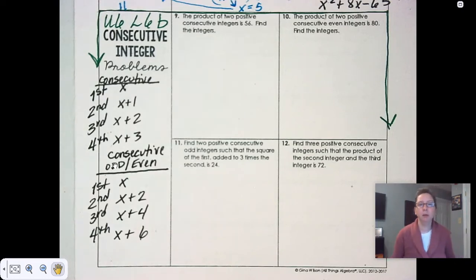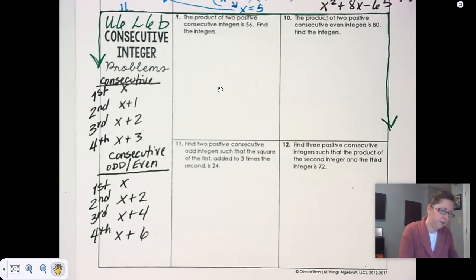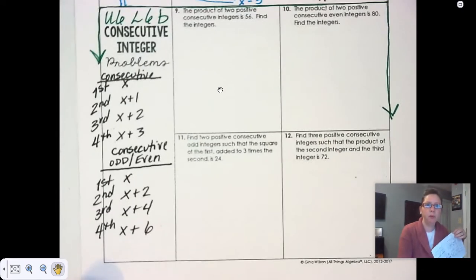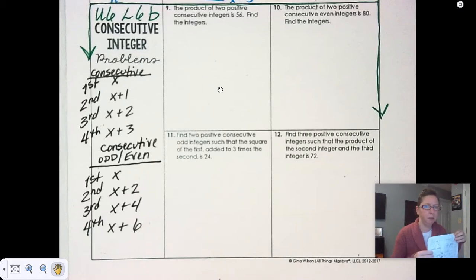So remember, odd numbers would be like 3 plus 2 is 5, plus 2 more is 7, okay? So you add by 2s for both evens and odds. So let's go ahead and we're going to complete 2 or 3 of these examples before we move on to one other example I want to show you that has to do with numbers, okay?